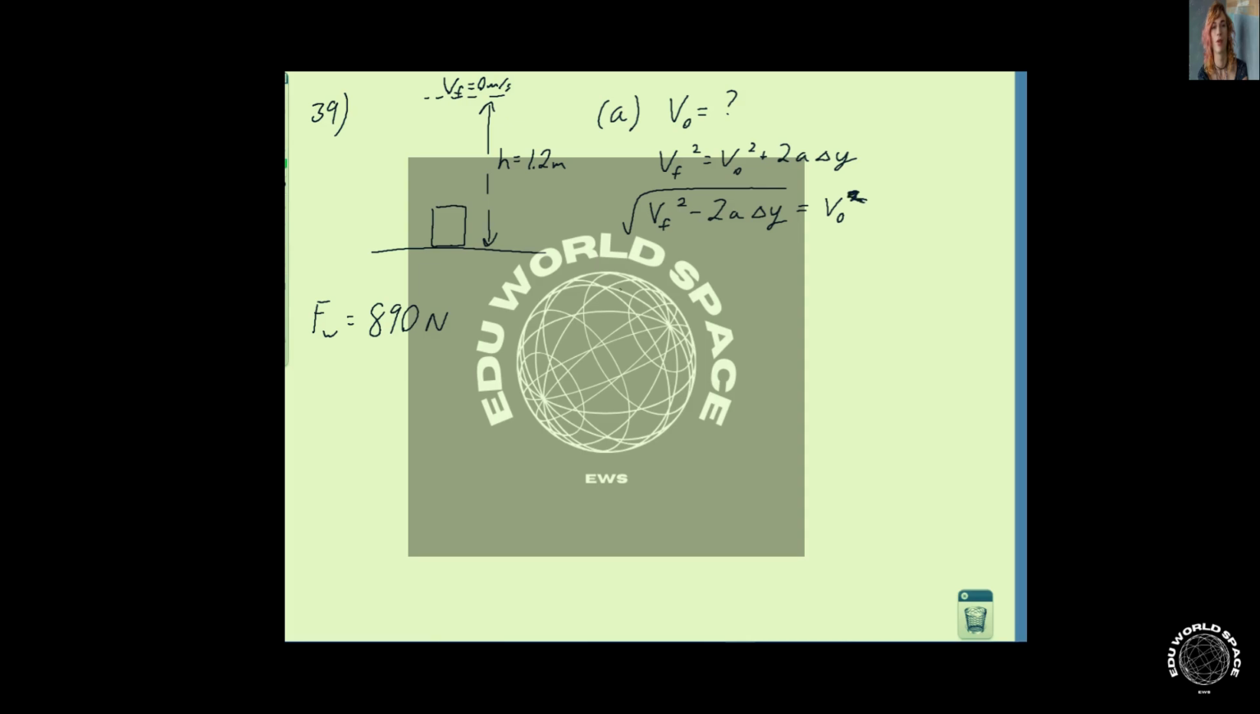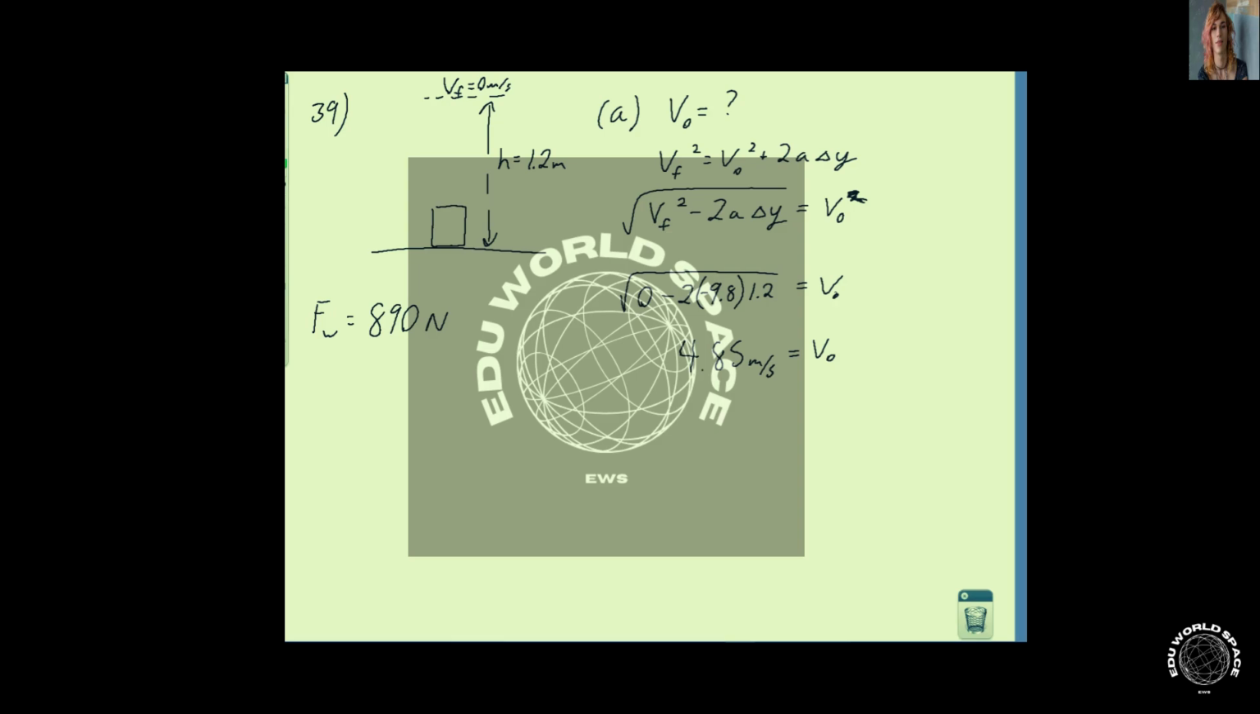So plugging in our values here, V final squared was 0, minus 2. Now it looks like we're going to get a negative under a square root, but remember the acceleration due to gravity is negative 9.8, and our height is 1.2 meters. So after we plug all that in, we end up with an initial speed of 4.85 meters per second. That is his speed when he leaves the ground.